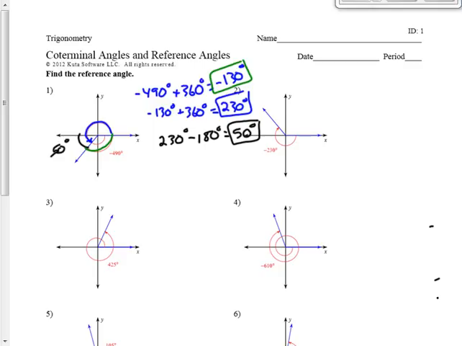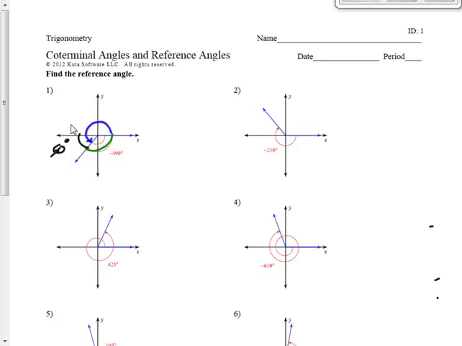I'm going to take another shot at that. Hopefully the second example will help you out a little bit if that was confusing to you. Here's the angle in number 2. It's negative 230.